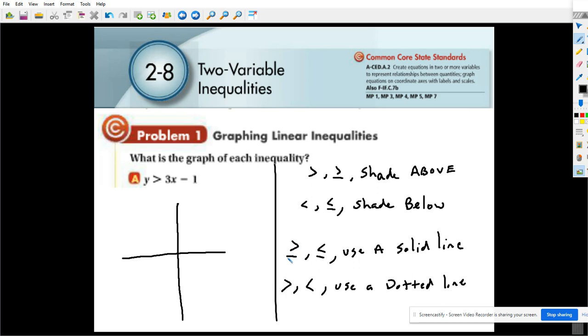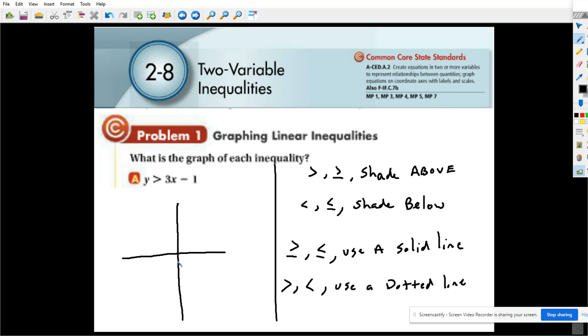If it's a greater than or equal to, or a less than or equal to, I will use a solid line, a normal line like we did earlier in this chapter. And if it's just a less than symbol or just a greater than symbol, I'm going to use a dotted line. And that dotted line signifies that no point on that line is part of the solution.